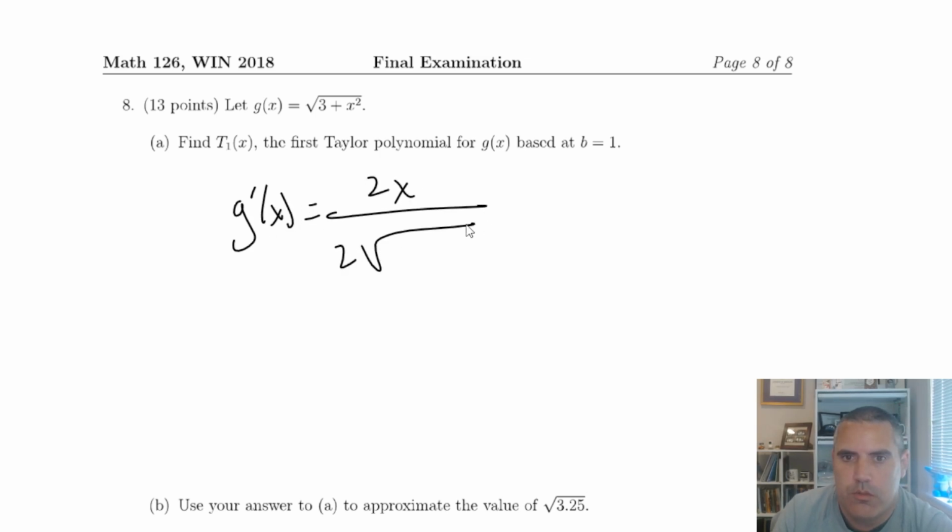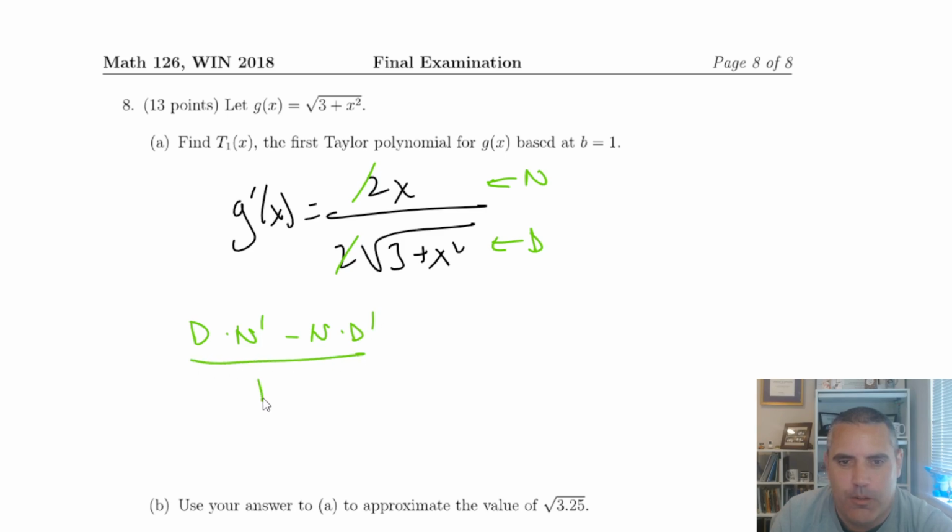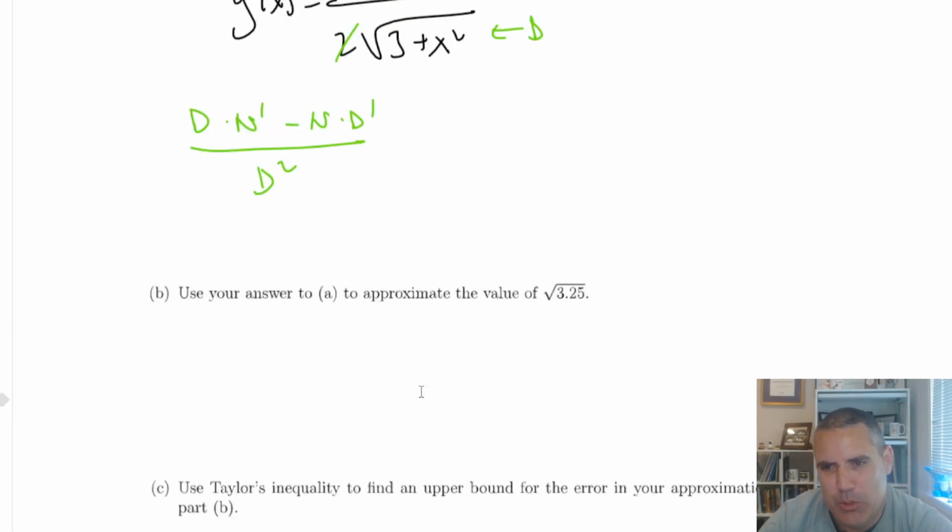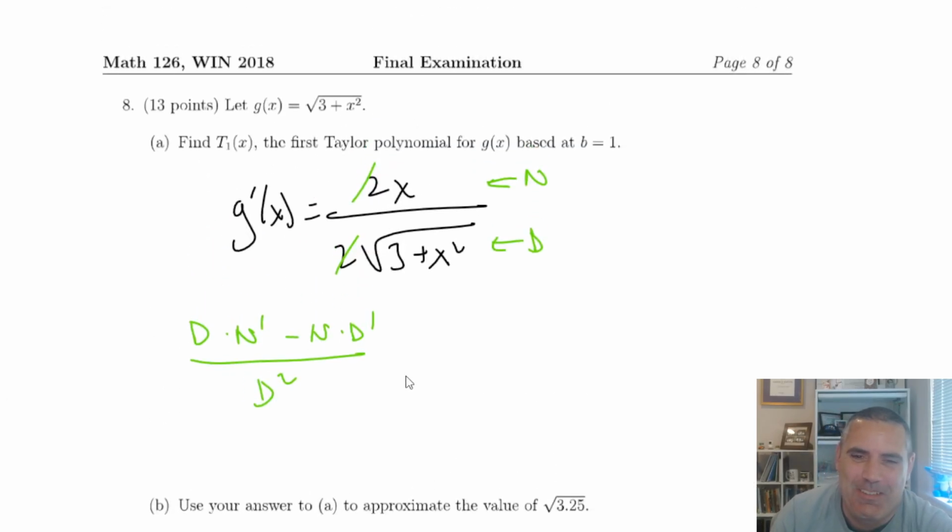2x over 2 times the square root of 3 plus x squared. Cancel, cancel. Ooh, boy. Second derivative. Denominator times derivative of the numerator minus numerator times derivative of the denominator all over the denominator squared. I think that's what we have to do. Boo. I'm trying to avoid it. All right. It must be all right. We just got to work a little bit.